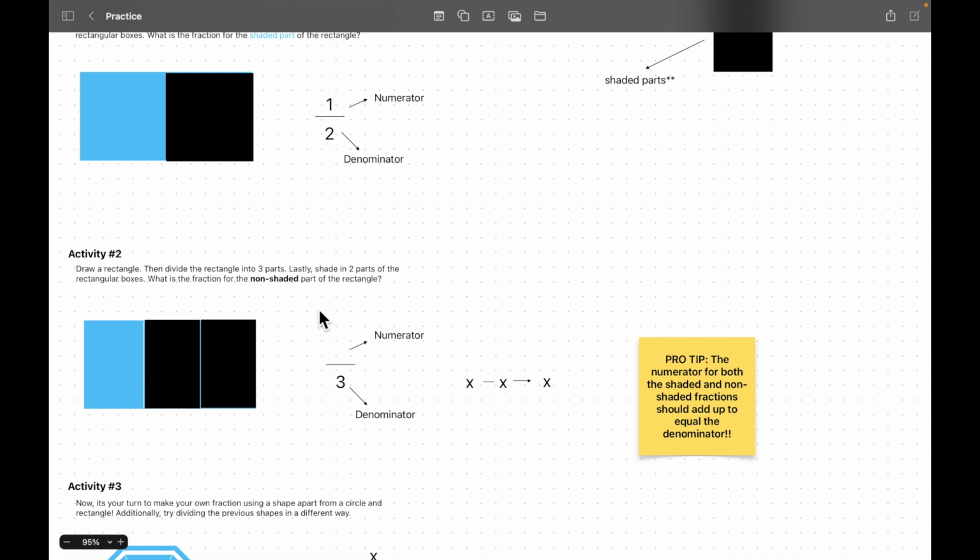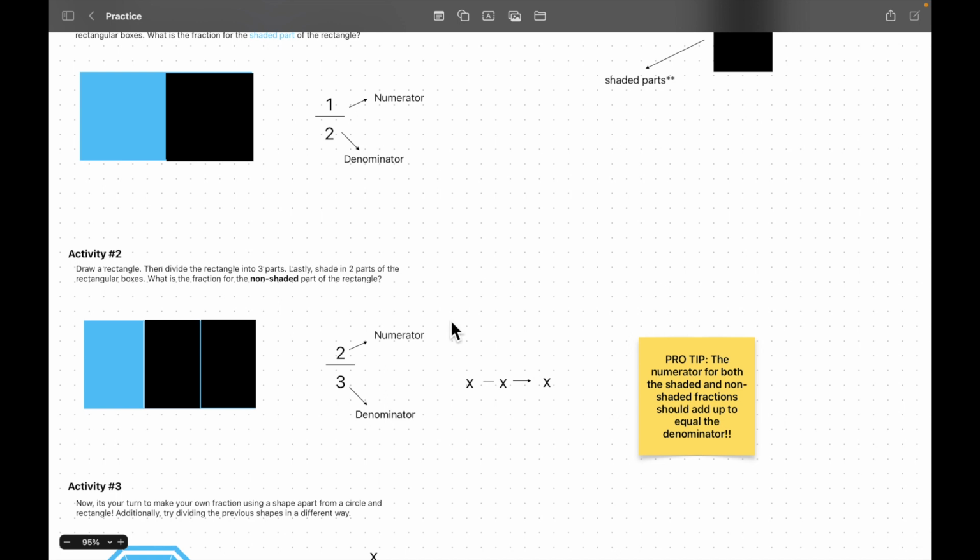Okay, look carefully at the question. It asks for a fraction for the non-shaded parts this time. So, non-shaded, right? Knowing that there's 2 shaded, alright, we're going to put 2 as the numerator. It's 2 over 3 for the shaded parts of the rectangle, but what the question is asking for is the non-shaded parts. And the non-shaded parts is just this one part, right? There's only one rectangular box that is not shaded.